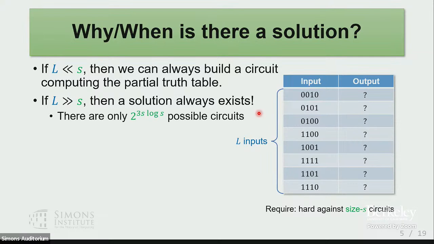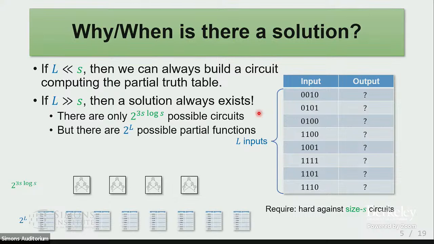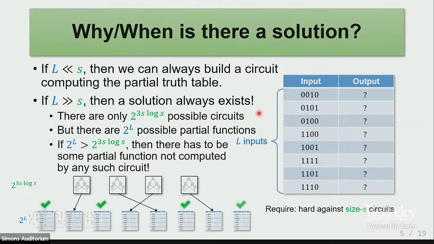There are only roughly 2 to the S many circuits. But there are 2 to the L possible partial functions because each question mark has 2 possible choices. Each circuit can only give you 1 partial function. So there are always some partial functions that are not mapped. So if L is much larger than S, then there has to be some partial function not computed by any circuit, and your task is just to pick out such a partial function.